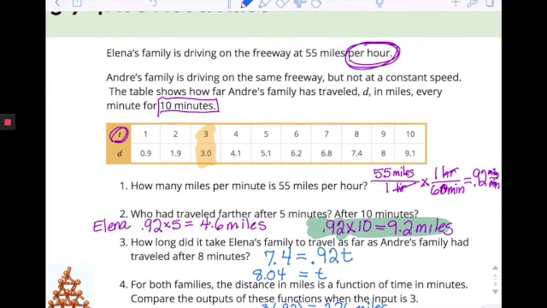Okay, so even though we have different representations, we had a description of how Elena's family traveled. We had a table of how far Andre's family traveled. We converted what we knew about Elena's family into miles per minute. And at one point, we even wrote a new expression here for how far Elena's family traveled. And then we could make comparisons about the outputs for different inputs for Elena and Andre and their families.